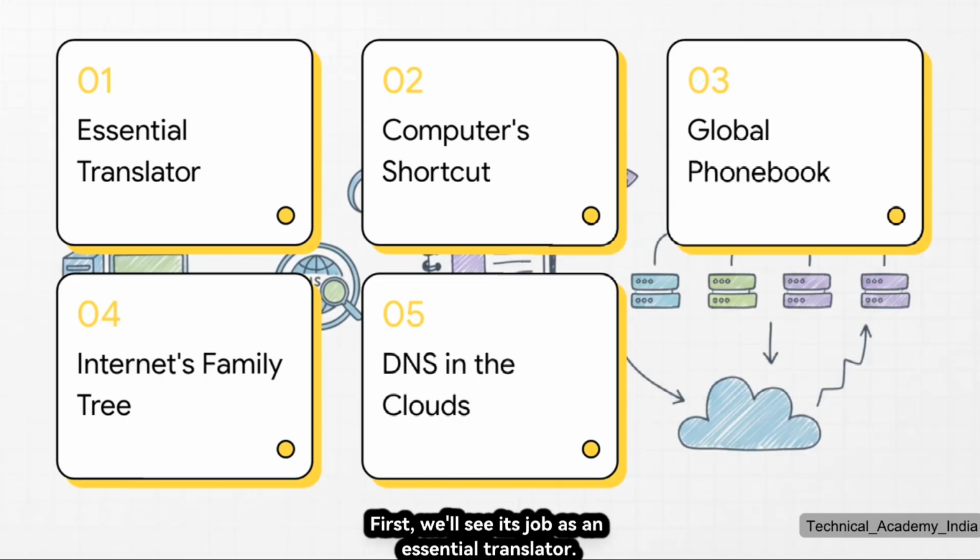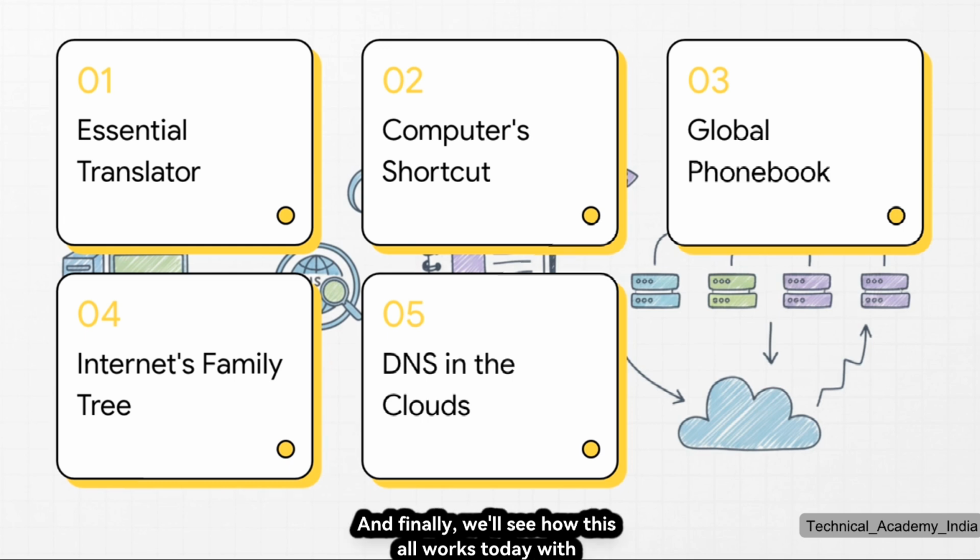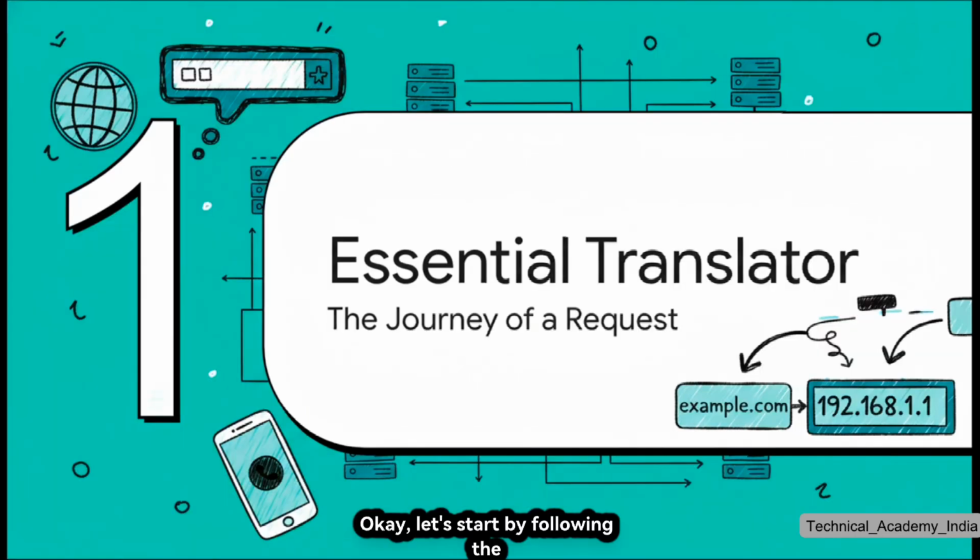So here's our game plan for digging into this. First, we'll see its job as an essential translator. Then, we'll uncover a secret shortcut your computer uses. After that, we'll see what happens when it has to ask the global phone book. We'll also check out the internet's massive family tree, and finally, we'll see how this all works today with DNS in the clouds.